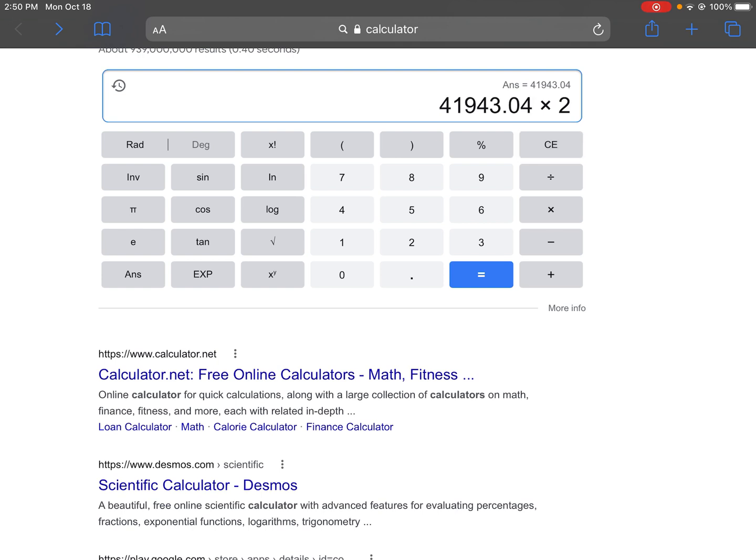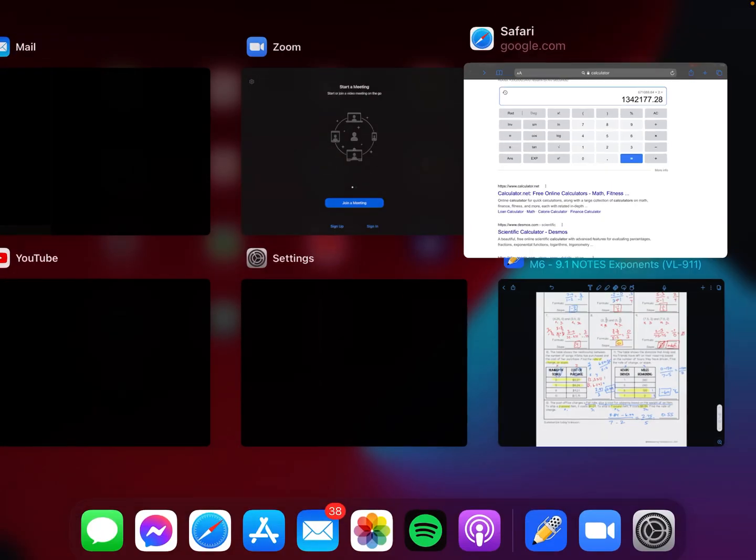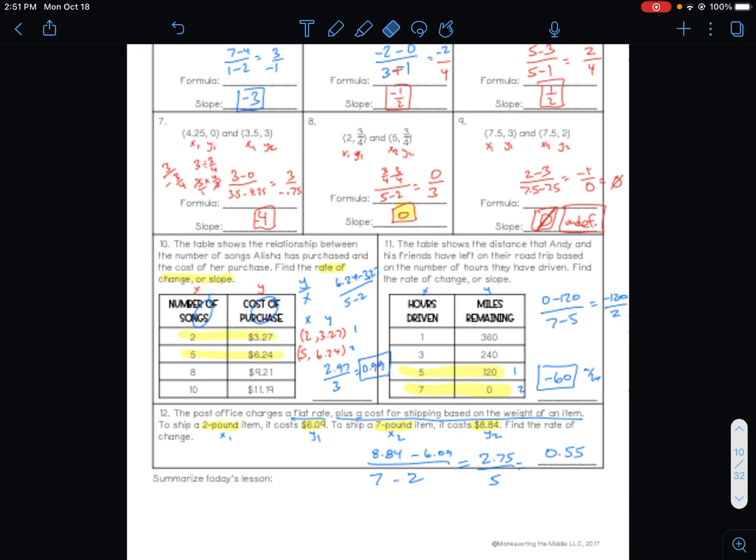By day 26, by day 27, by day 28, by day 29, by day 30, looks like they give you on the 30th day $1,342,177.28 plus all the money from the previous days. So that's a lot of money. It's way more than 30,000. So exponential growth is kind of crazy.